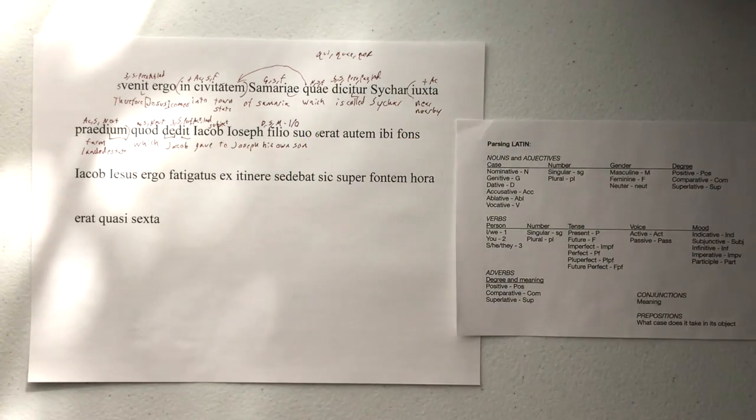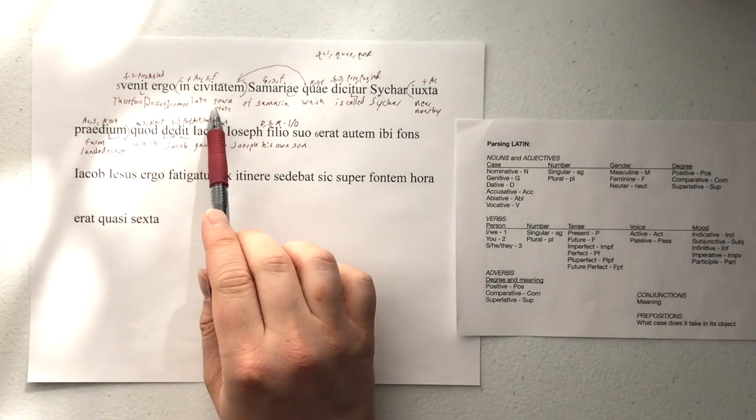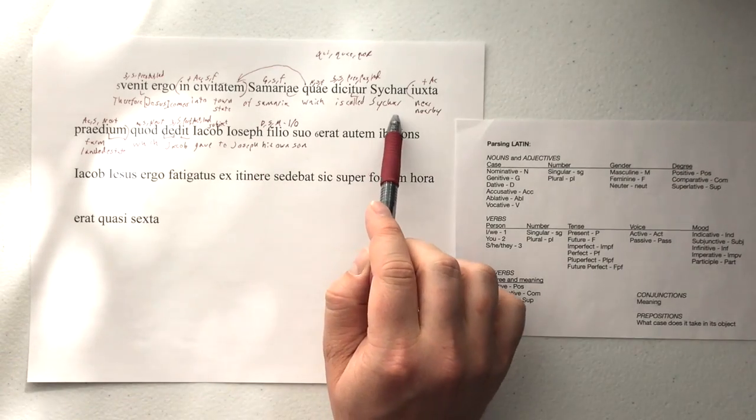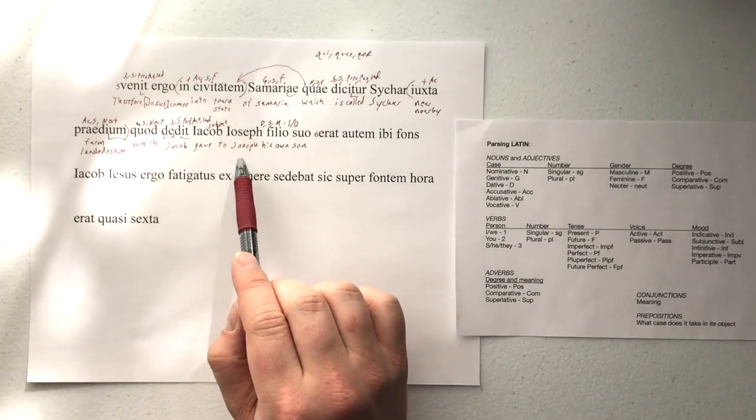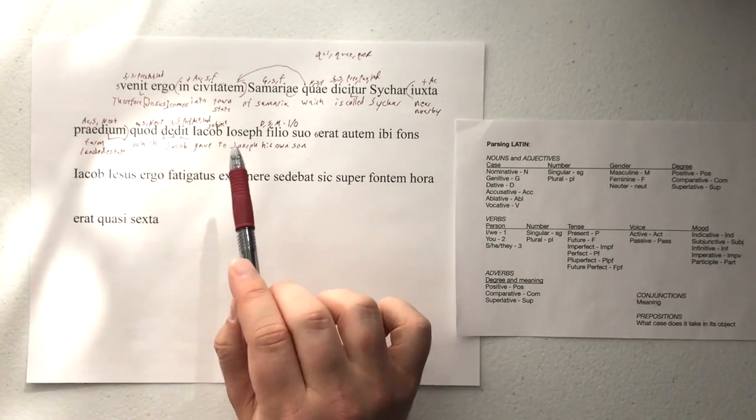And there we have verse 5. Thank you very much for joining me. Let's take a look at it in its own context, and then from verse 1. Therefore Jesus comes into town of Samaria, which is called Sychar, nearby farm or landed estate which Jacob gave to Joseph, his own son.